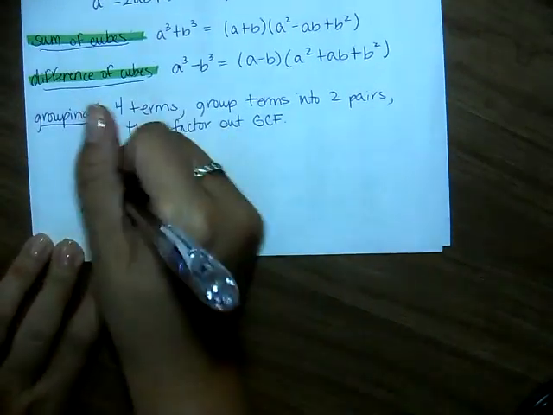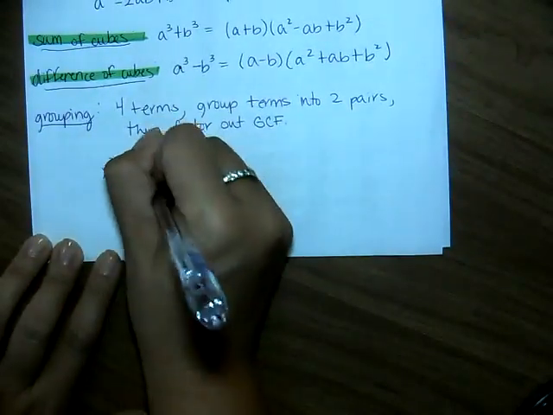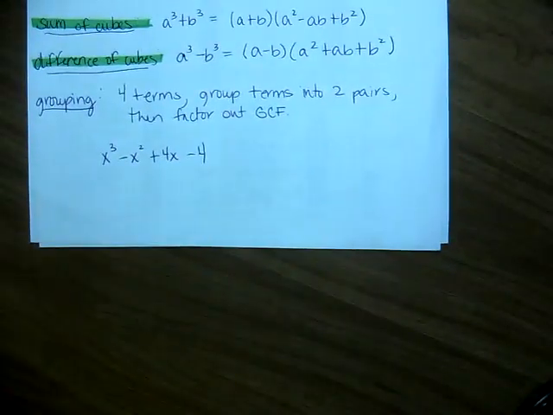Let's just look at an example of this. So let's say we have x cubed minus x squared plus 4x minus 4. Here, you don't necessarily know if it's in order. It could be out of order, you know, so you might have to kind of reorder things. In this case, we're just going to try.